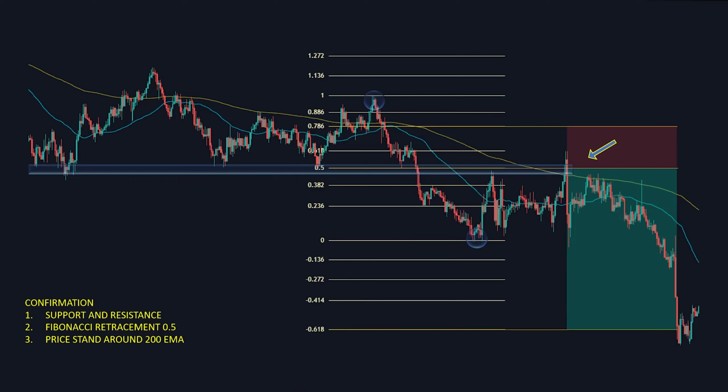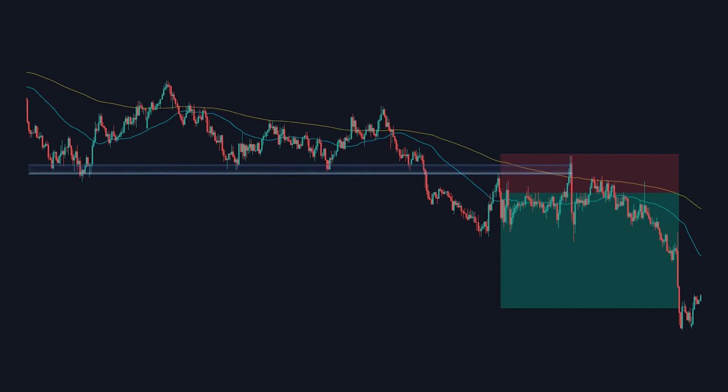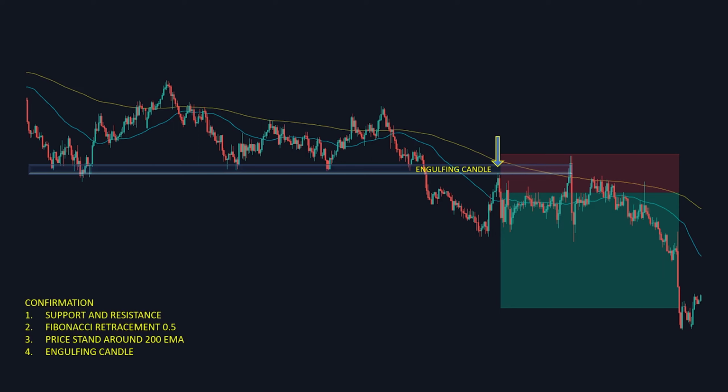Now we see the second way to enter the market. We can observe that the price first touched the support and resistance that we had drawn in advance and formed an engulfing candle. Prices also stand around 200 EMA. By this time, we already have enough confirmation to trade. So, we can trade after the candle closes. We just need to set our stop loss above the support and resistance.